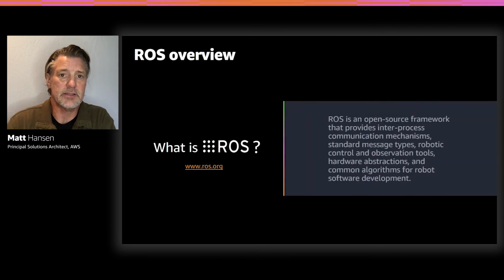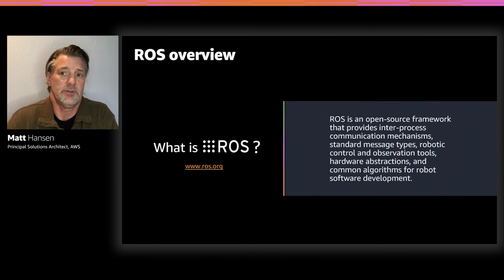Well, now you may be asking, what is ROS? I've mentioned it a couple times already, so I'll explain what it is. ROS is an open source framework that provides inter-process communication mechanisms, standard message types, robotic control and observation tools, hardware abstractions, and common algorithms for robot software development. You can think of ROS as a robot SDK that provides building blocks and tools to build your robot applications.